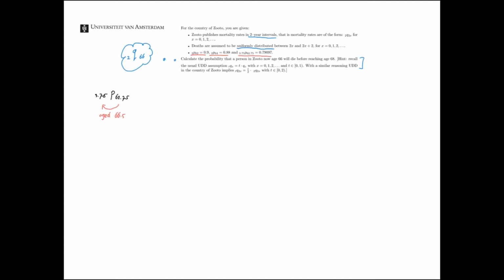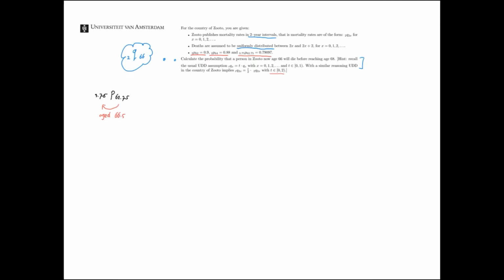Now, how to go about it? Well, maybe we would like to use the hint, except the hint looks like it only works for t between 0 and 2. And in our case, t is 3.75, so we cannot even use the hint yet. And also the hint concerns the q, so the probabilities of death, instead of the p, probabilities of survival. So we somehow need to rewrite things in order to use the bits of information that we have.